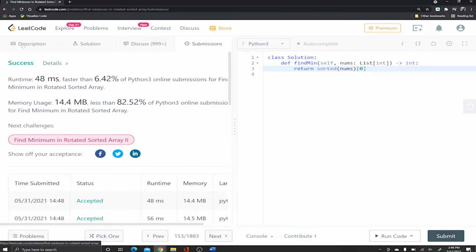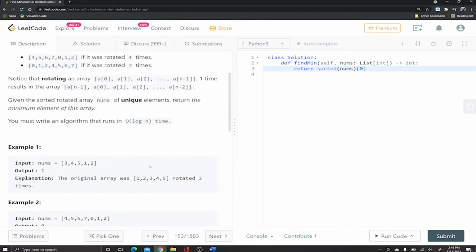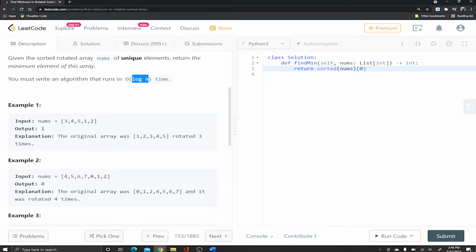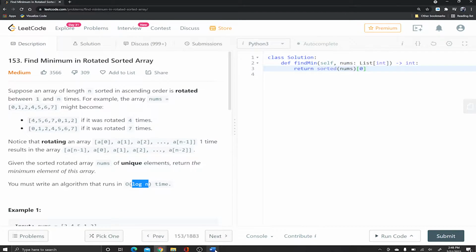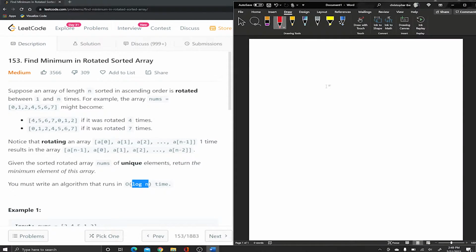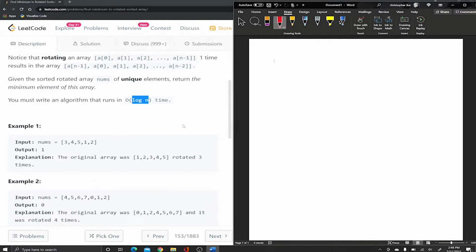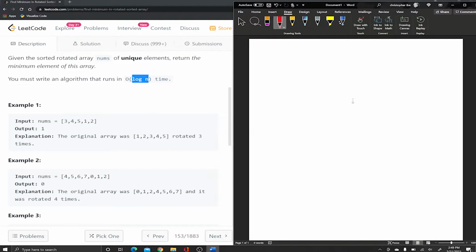Okay, so the last way to solve it, every time you see log n, you want to think binary search. Okay, and what is a binary search? Let's just go and try to at least kind of get a rough idea of what this problem is asking for. Okay, I'm gonna use the example they gave us.